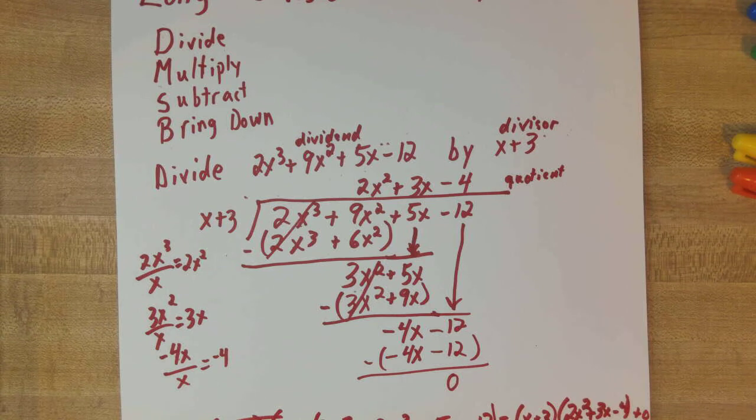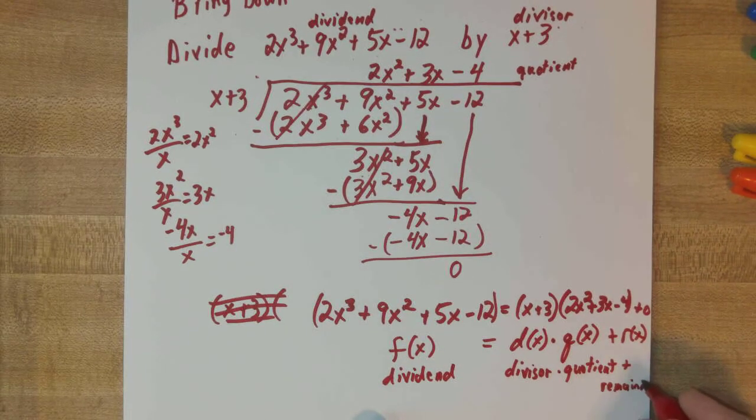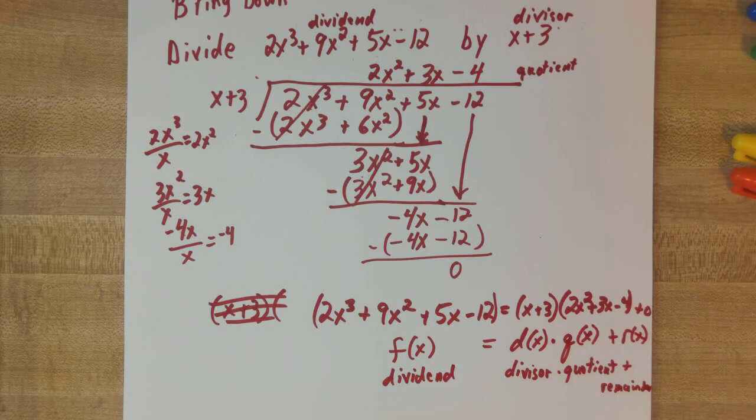Like I said, this is the dividend. So let's use f of x for the dividend. And all of them will work this way: f of x equals d of x, or the divisor, times q of x, which is the quotient, plus r of x. In this case the remainder is 0. Hopefully that was showing up. I just looked over and that may not have been in the screenshot there. So there's our first example.